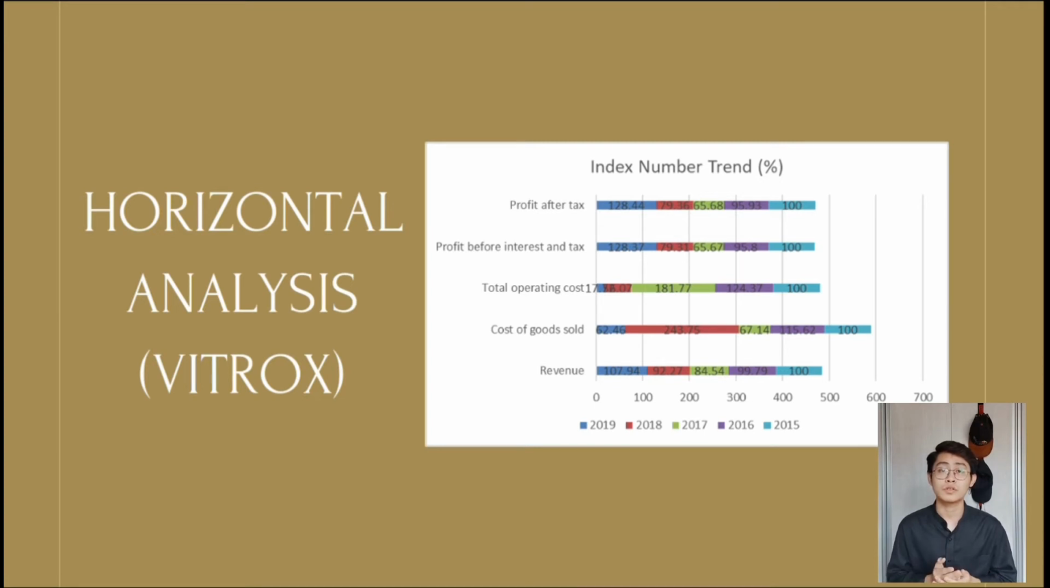Moreover, cost of goods sold. As we can see on the chart for the 5 consecutive years, the index number trend percentage for 2015 is 100% and it rose in 2016 to 115.62%, but it started to decrease in 2017 to 67.14%. In 2018, it rose drastically to 243.75%, and it went down again to 62.46% in 2019. The possible reasons for these changes might be because the costs incurred in the production of the final product are fully recognized.